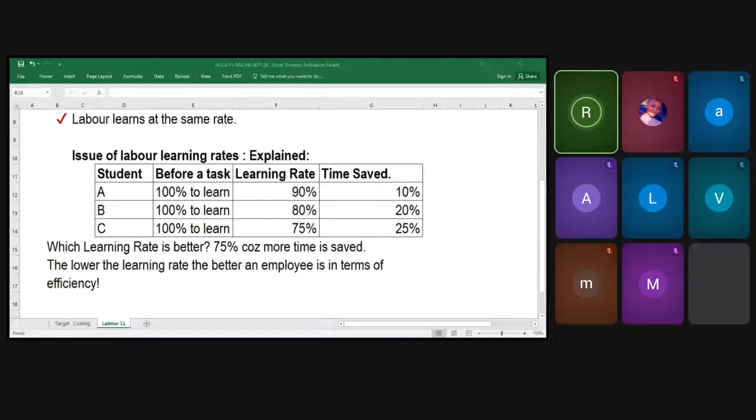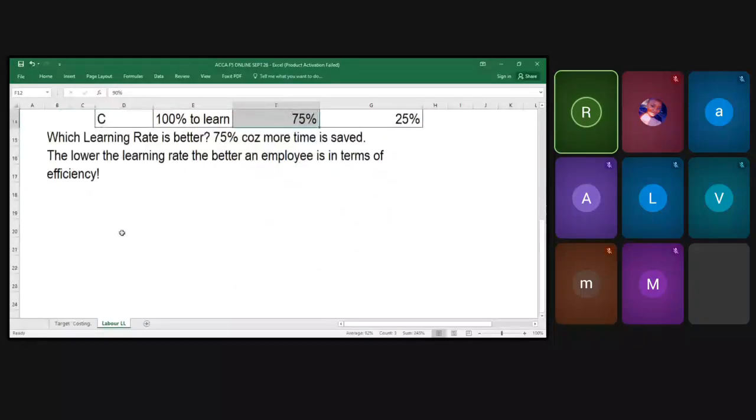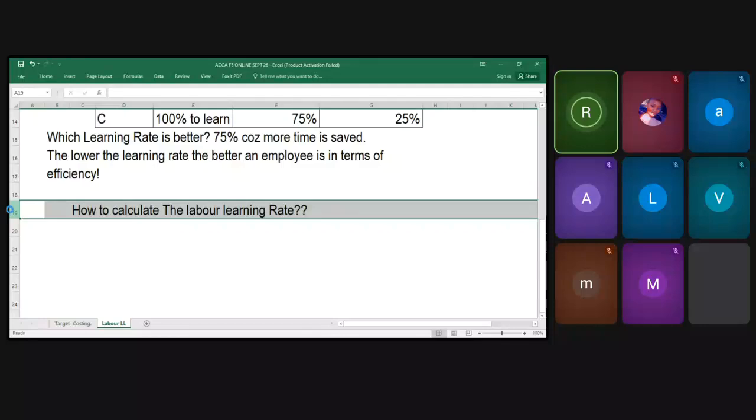Now, the learning rates that we are given here are supposed to be calculated. So how to calculate the labor learning rate? Labor learning rate. So if we are to calculate the labor learning rate, what is it that we use?